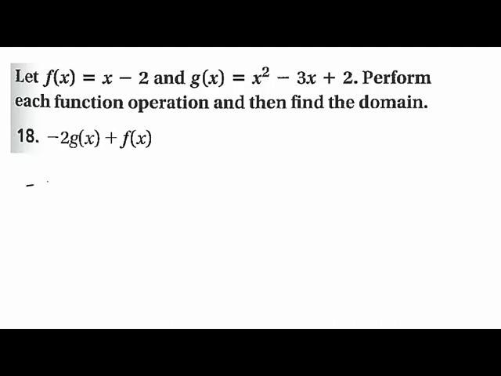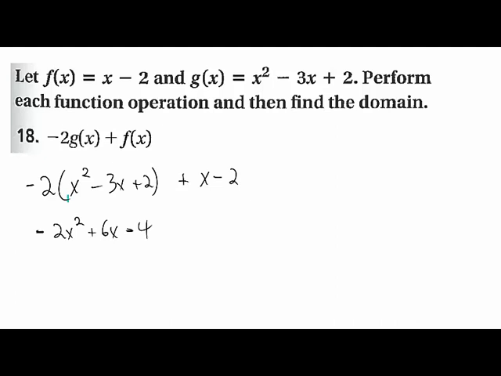So you're doing -2 times, and I'm going to write the g of x here, x squared minus 3x plus 2. And you can do this mentally pretty well. There's really not a need to write it out. I'm just showing you what I'm doing. That's -2x squared. That'll be a plus 6x because you're multiplying two negatives, and then minus 4. And I'm going to take that and add to that x minus 2.